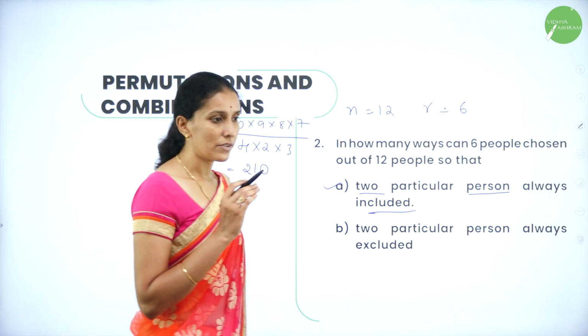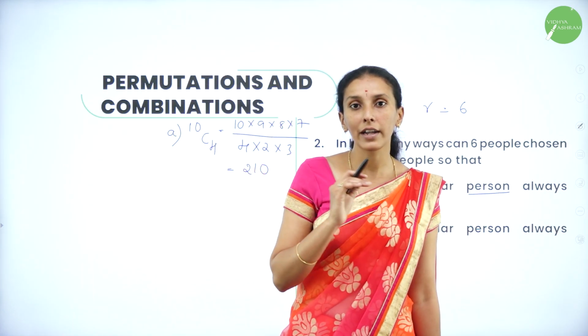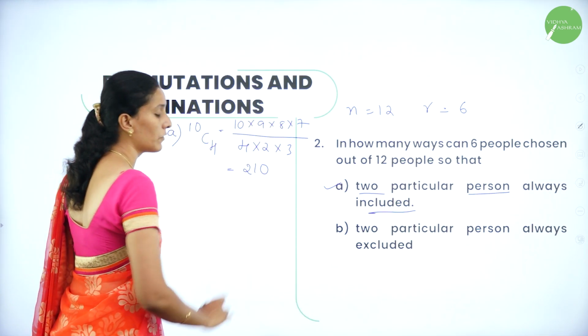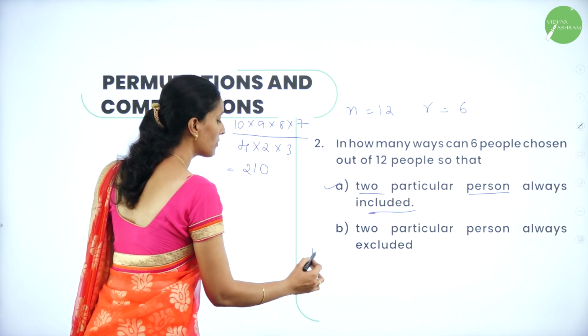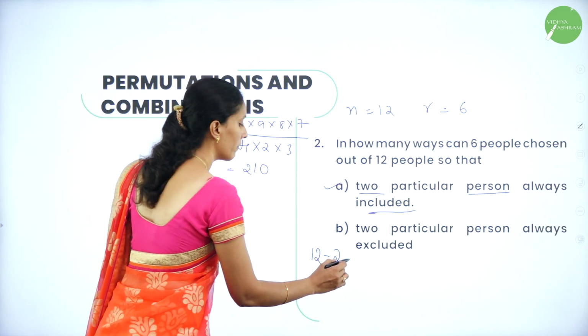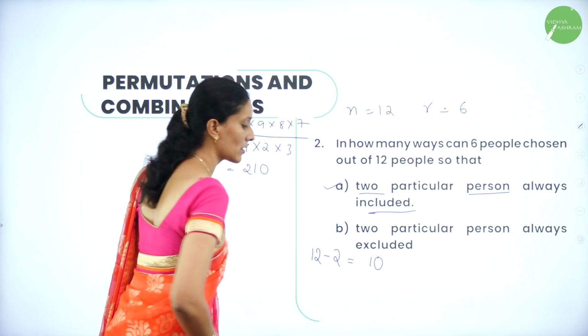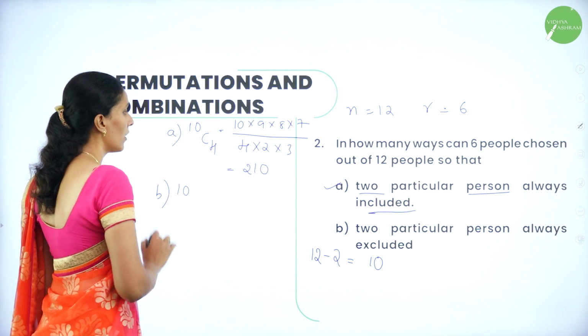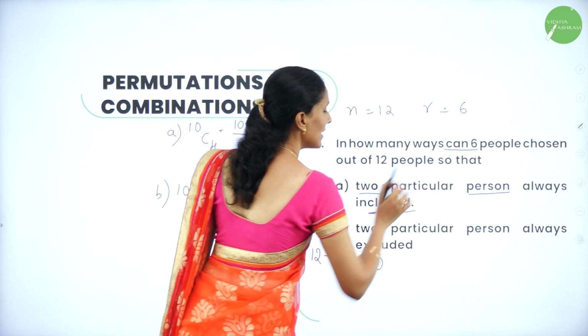So when it comes to excluded, we cannot take them into count. Therefore, I have to leave 2 persons. Here I have 12 persons, and 2 people cannot be in the group, so we are left with only 10 members. Out of 10 members, we have to choose 6 people.